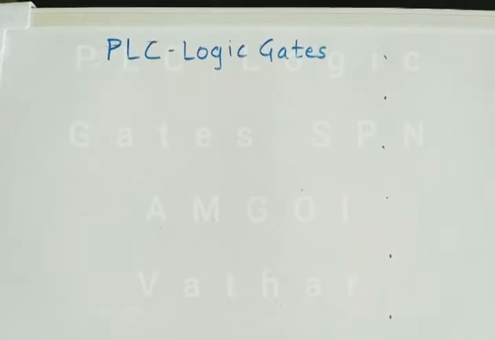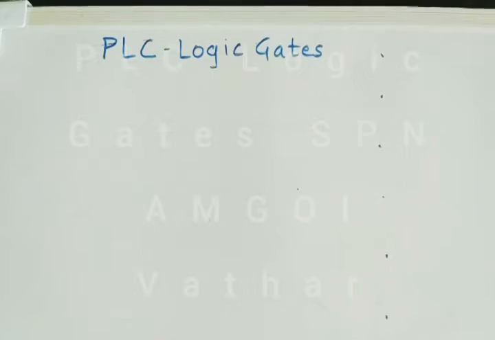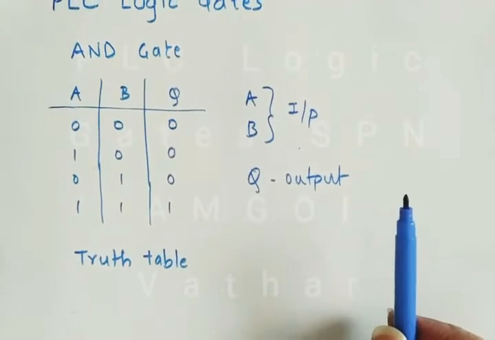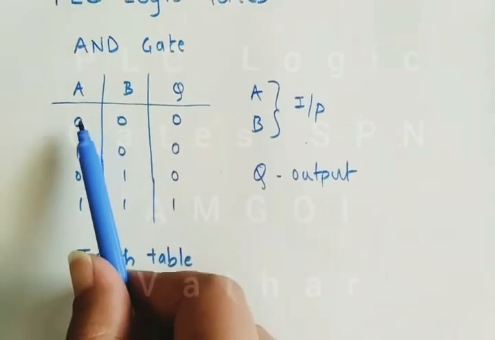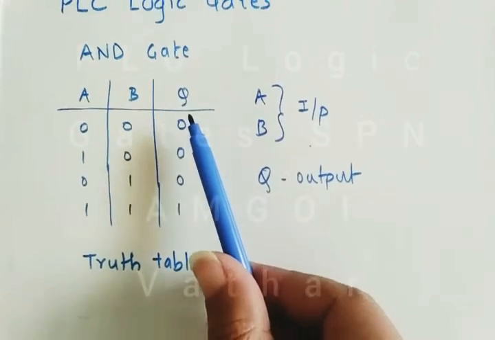In this video, you will learn about the logic gates realized using programmable logic controller. The AND gate. The truth table for AND gate is shown here. A and B are the two inputs to the AND gate. Q is the output.